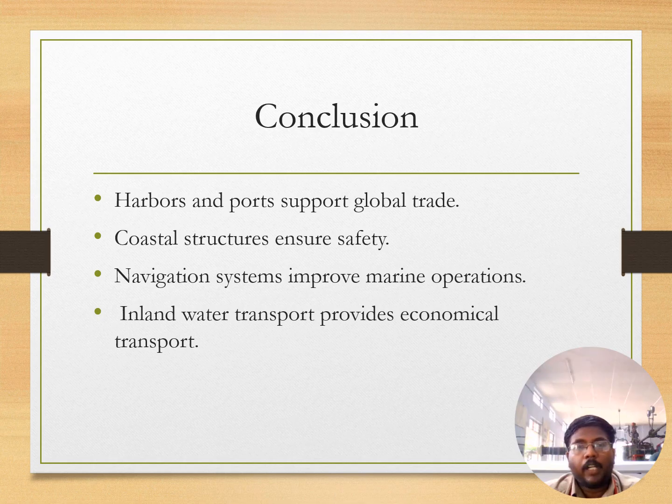At the end of Unit 4, students are able to gain knowledge about what is meant by harbour, what is meant by port, what are the components present inside a harbour and port, and what are the points to be considered while selecting a harbour. After that, students are able to gain knowledge about what is meant by coastal structures and what functions are carried out by different types of coastal structures. After the coastal structures, students are able to gain knowledge about what is meant by navigational lights and what instruments can be used for navigational lights.